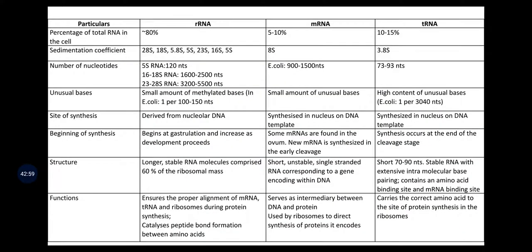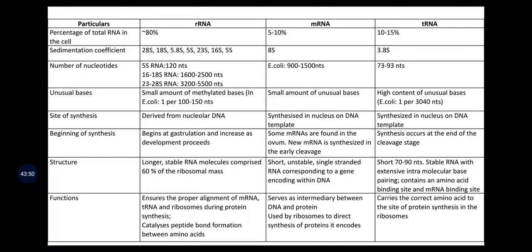Coming to the difference between rRNA, mRNA and tRNA, the first is the percentage of total RNA in the cell. If you take a whole cell, 80% is rRNA, the RNA associated with the ribosomes. 5 to 10% is mRNA, and 10 to 15% is tRNA. The amount of mRNA is very small, only 5 to 10%, because it has to undergo many processes: hnRNA is processed, then capping, tailing and polyadenylation make the mature mRNA, which then moves to the cytoplasm for translation. After translation, it is degraded. So the amount of mRNA present in the cell is only 5 to 10%, and tRNA is 10 to 15%.